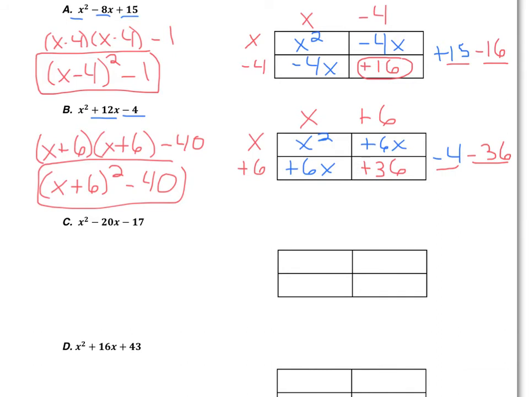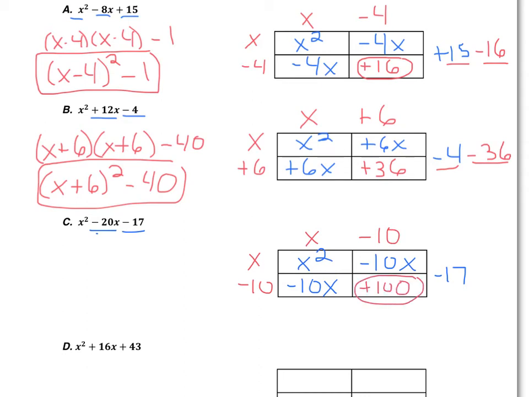Letter C, we're going to start again with the a term, which is x squared. We're going to split negative 20x into 2, so negative 10x, negative 10x. And we're going to put the minus 17 at the end because that is not a perfect square. And we would end up with x minus 10 and x minus 10. Negative 10 times negative 10 is a positive 100.